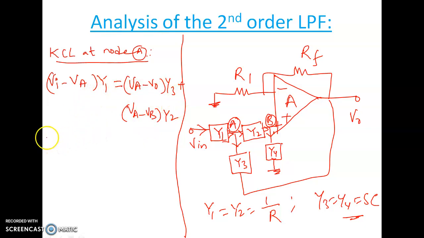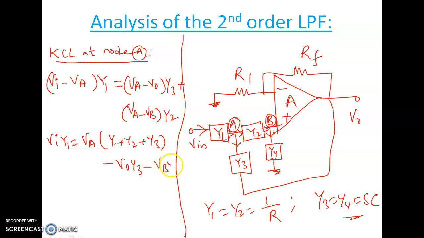So you can also rearrange this equation, that is Vi into Y1, if I take it on the left hand side, and if I send Va to the right hand side of the equation, you will be getting what? And if you take Va common, this is Y1 plus Y2 plus Y3. And what are the rest of the terms on the right hand side? We will have minus V0 into Y3 and minus Vb into Y2. So you name this equation as 1.